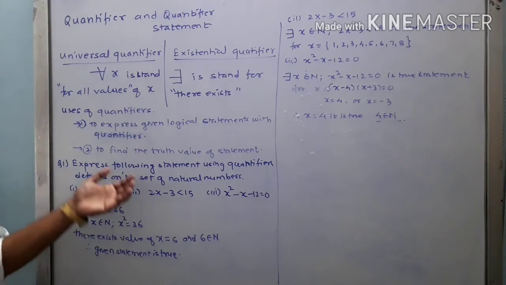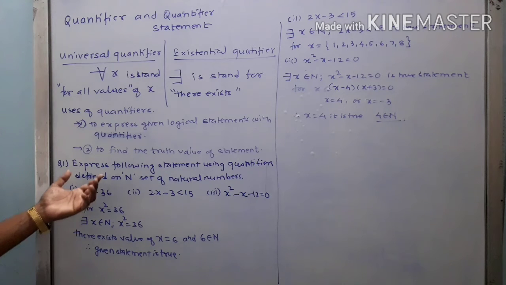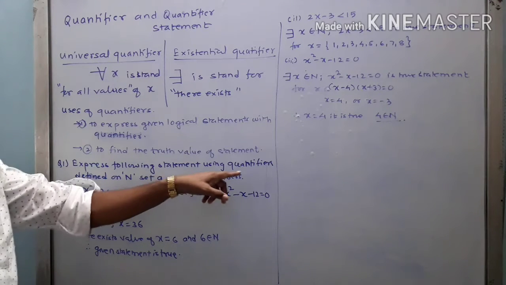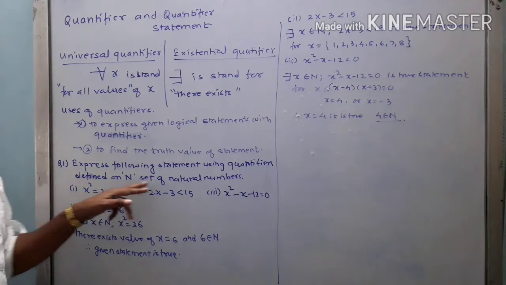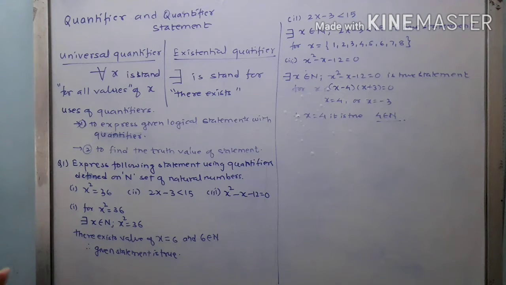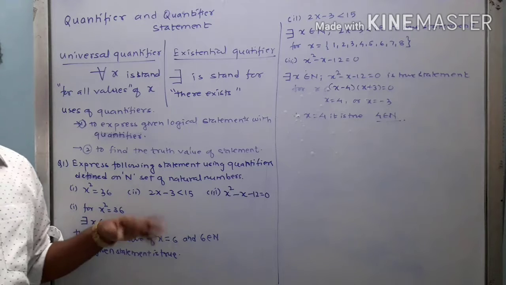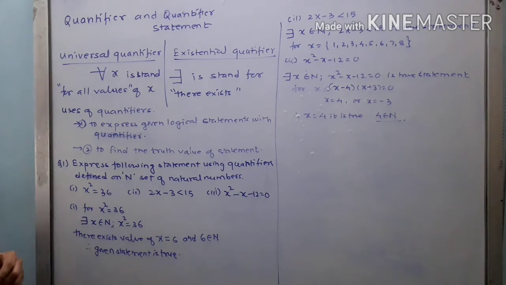Okay. Today we are taking three simple examples. I have given a question: express the following statement using the quantifier defined on N, the set of natural numbers, and state its truth value. This is the way they ask. Or they will give you a certain statement and ask you to write down whether the statement is true or false. So likewise, let us see how we can do it.